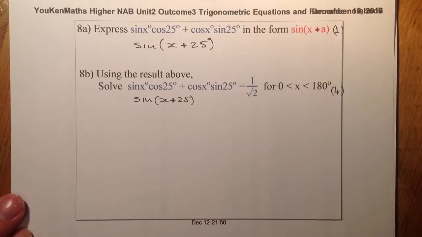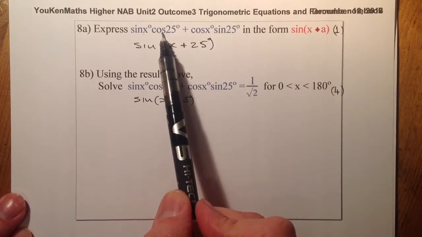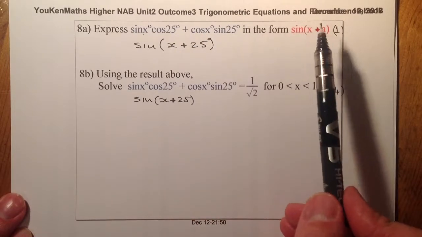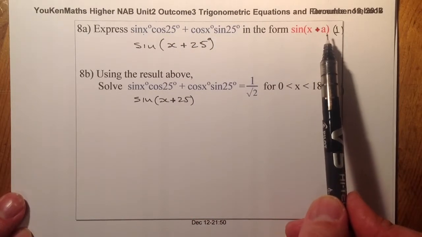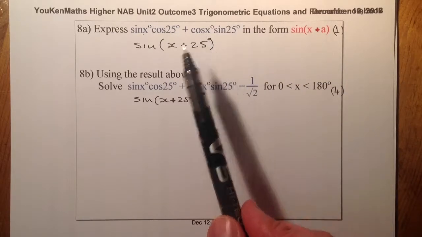Higher NAB, Unit 2, Outcome 3, Trigonometric equations and formulae, and we're looking at question 8. In question 8, we have to express sin x cos 25 plus cos x sin 25 in the form sin(x + a). Now I've already done that there.